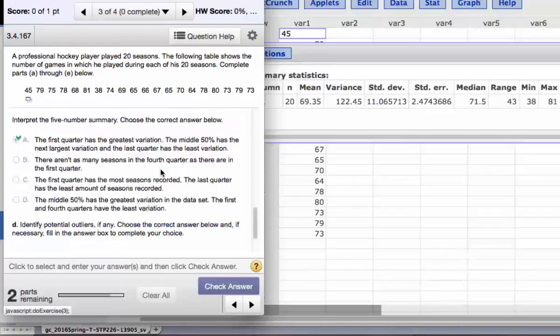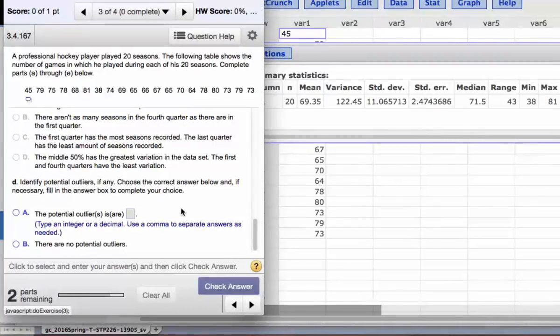Okay, and two parts remaining. Potential outliers. How do we determine potential outliers? We determine those by the upper and lower limits, right? So the upper and lower limits give us a range for non-outliers. Anything outside of those are potential outliers.